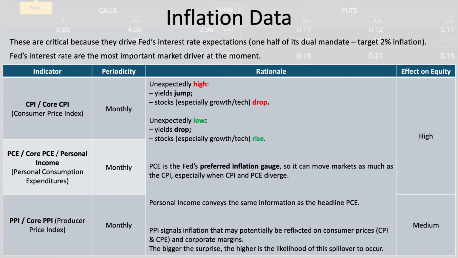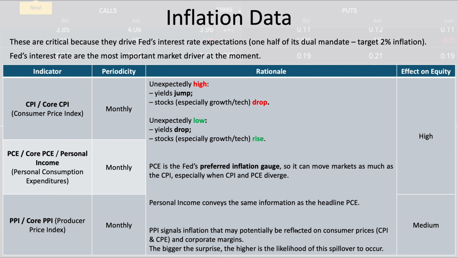The PPI, or the producer price index, is a little bit less important because it's the inflation that is faced by the producer, for those companies which have the ability to pass on their costs to consumers. This can be a prelude to future inflation, which is faced by the consumer. So it's also important, although not as much as the PCE and the CPI.